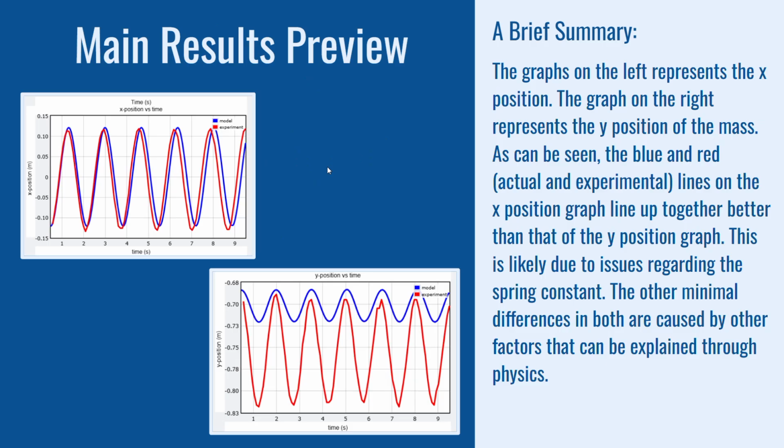Now for a preview of the main results, on the left you have the X position versus time graph, and on the right the Y position versus time graph. As you can see, the X position versus time is more accurate between the model and experimental lines, and the other one is not so much. Now this can be explained through physics, and we're going to get into that.